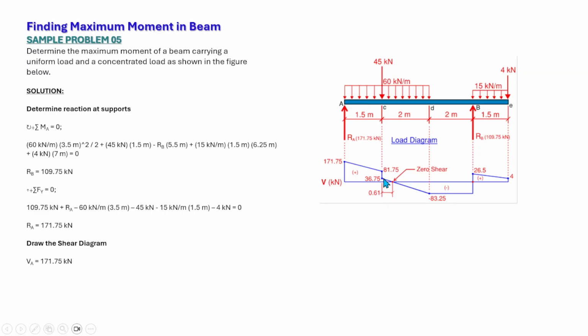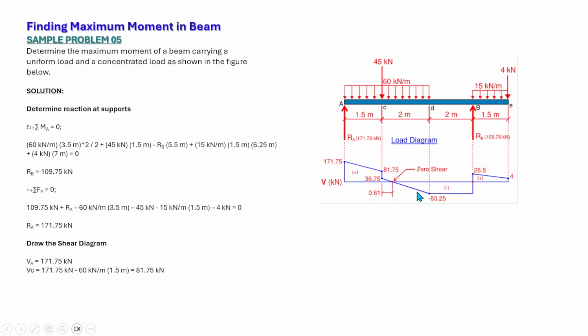So the shear at point C is 171.75 minus 60 times 1.5 meters, which is equal to 81.75 kilonewtons. That is the shear just to the left of point C. Now at point C, we have a concentrated load of 45, which is downward. So it will drop down from 81.75 to 36.75. This is the shear just to the right of point C.